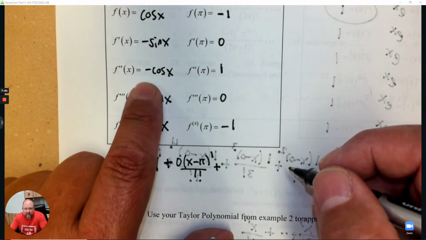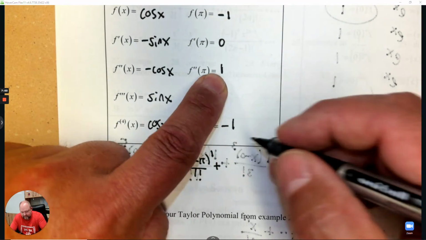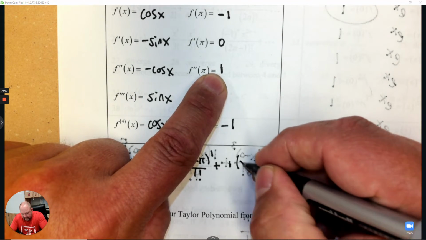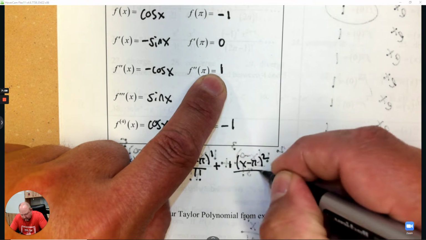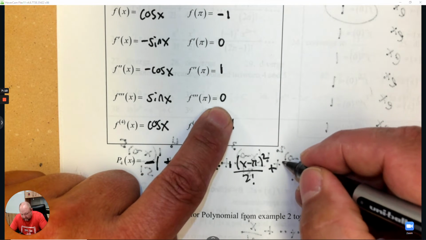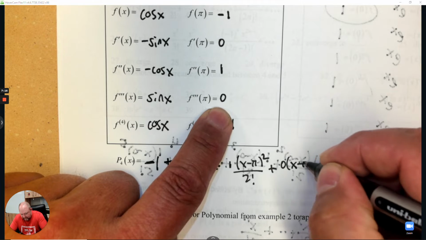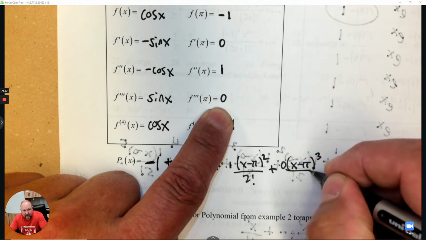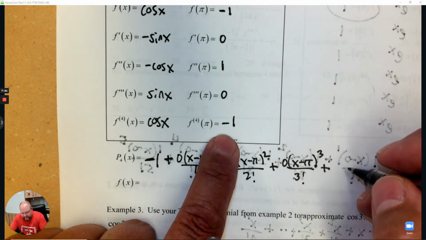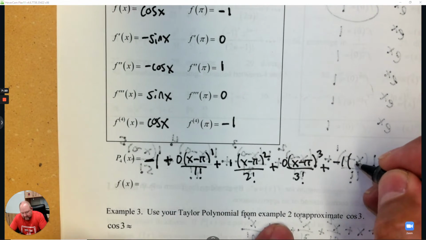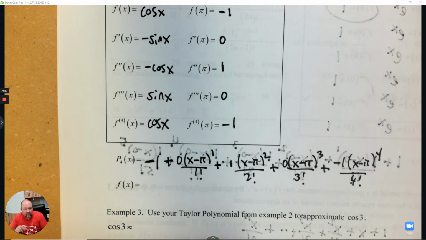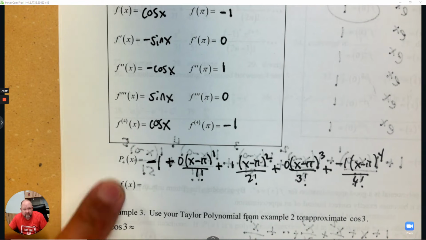The next one, the number 2, would start with 1, and then it's x minus pi to the 2 over 2 factorial. Now I know it's 0, but we'll stick with the pattern. 0, x minus pi to the 3 over 3 factorial. And then the last one, -1, and it's x minus pi to the 4th over 4 factorial. That's expanding it to 4.